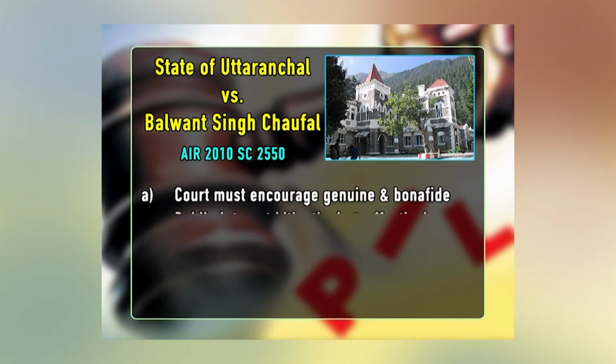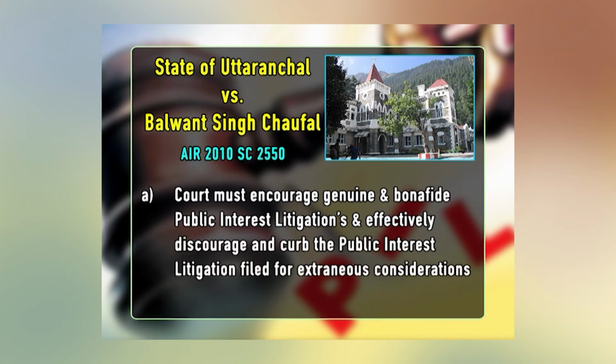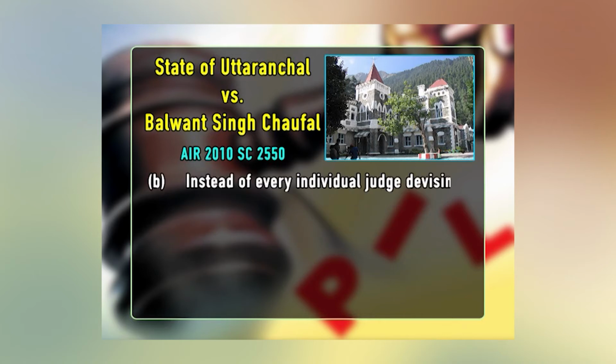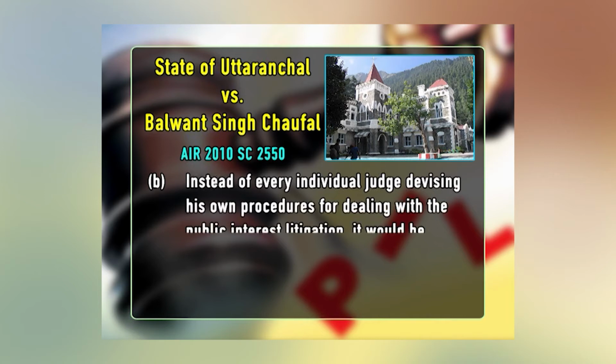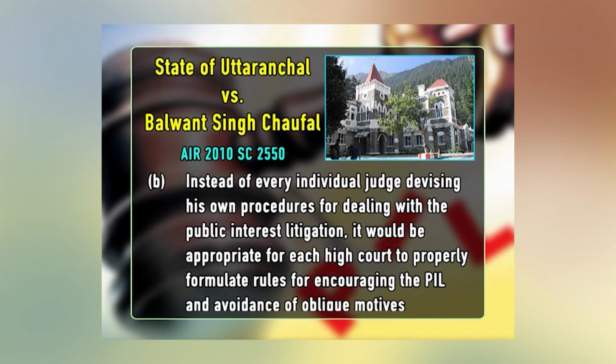First, the court must encourage genuine and bona fide public interest litigations and effectively discourage and curb the public interest litigation filed for extraneous considerations. Second, instead of every individual judge devising his own procedures for dealing with the public interest litigation, it would be appropriate for each High Court to properly formulate rules for encouraging the public interest litigation and avoidance of oblique motives.